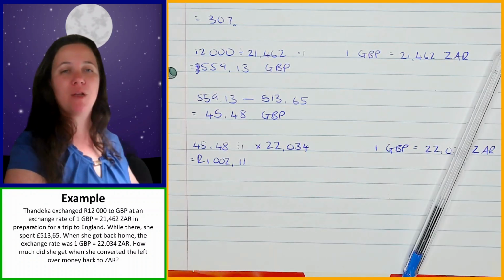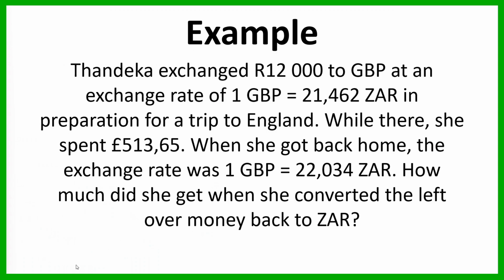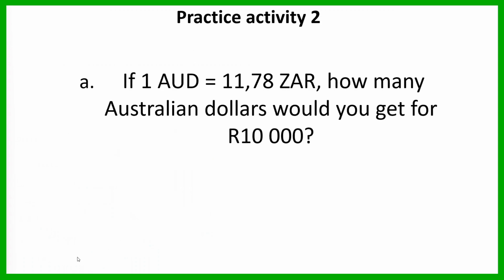Okay, right, so now you're going to do a couple of questions for yourself. Here's the first one you're going to do. Question A: if 1 AUD, that's Australian dollar, is equal to 11.78 ZAR, how many Australian dollars would you get for 10,000 Rand? Okay, so I'm going to give you 30 seconds to work this one out.